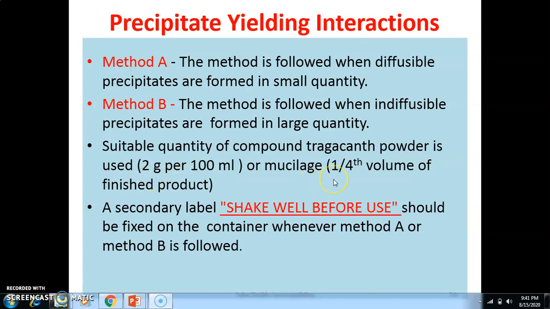Or if you have more than that and you have to use mucilage, then always remember that whatever quantity of product you have, you take 1/4 of that quantity as mucilage. And the secondary important point is what? The labeling. A secondary label, shake well before use, must be fixed on the container whenever method A or method B is followed.